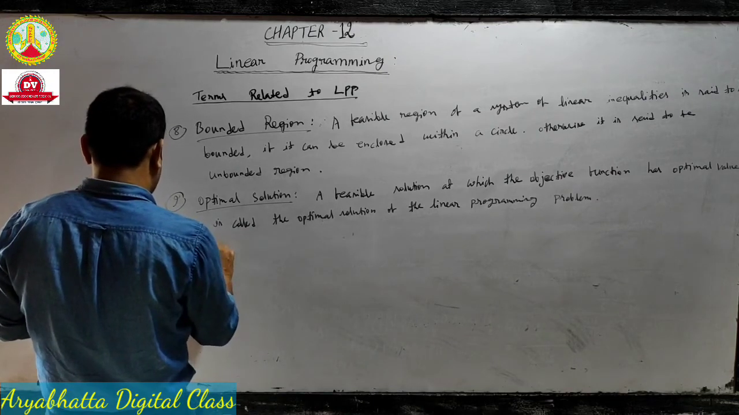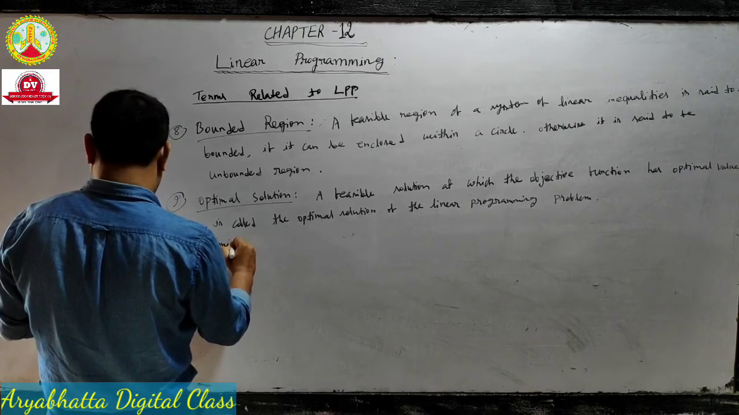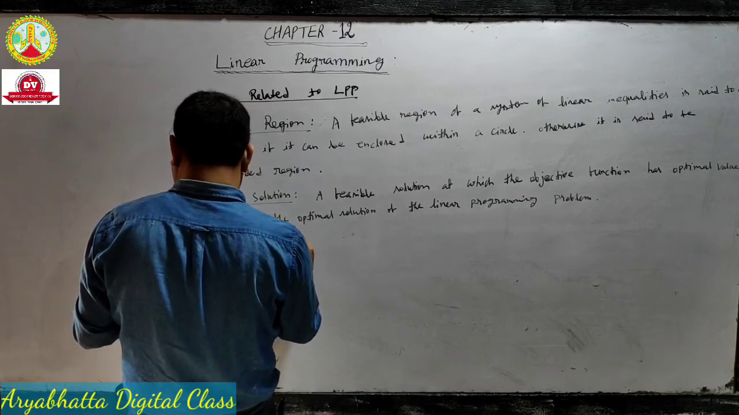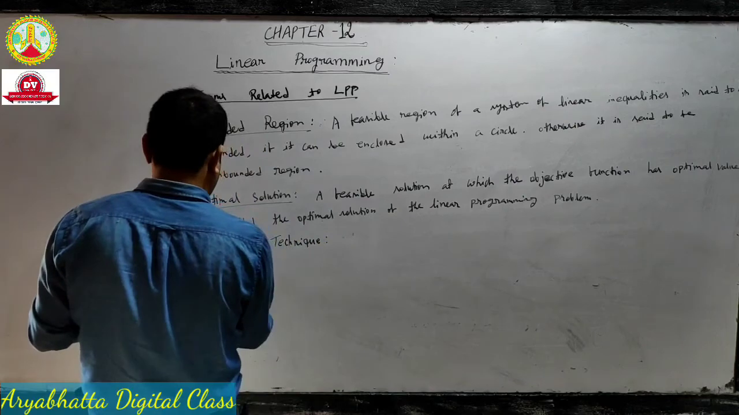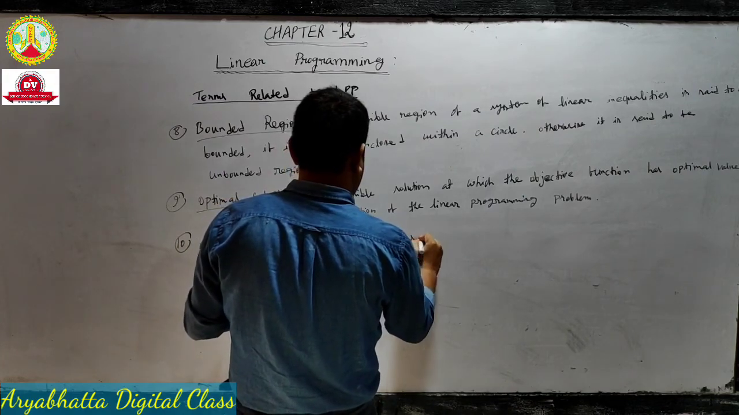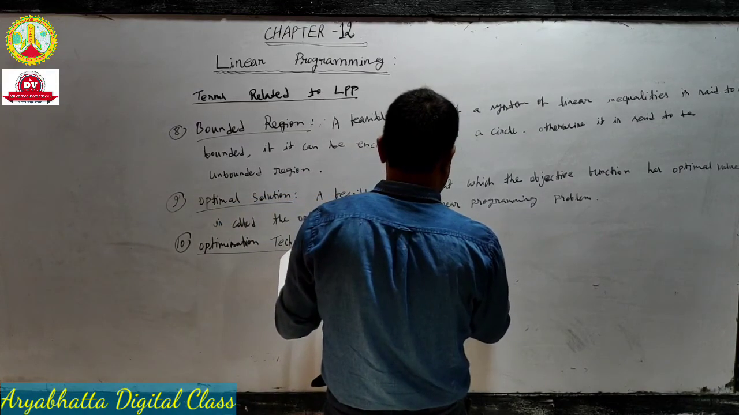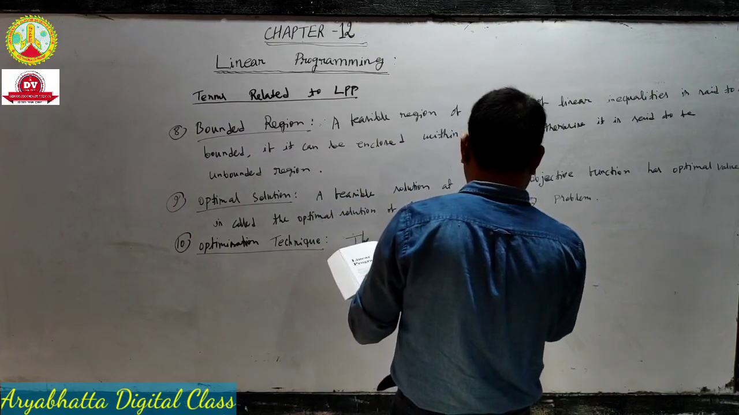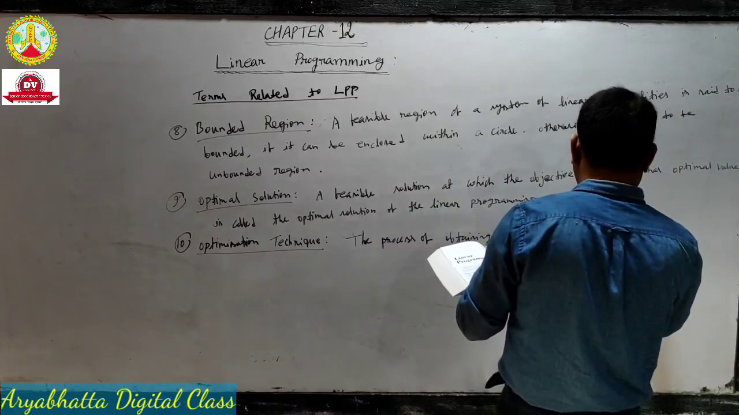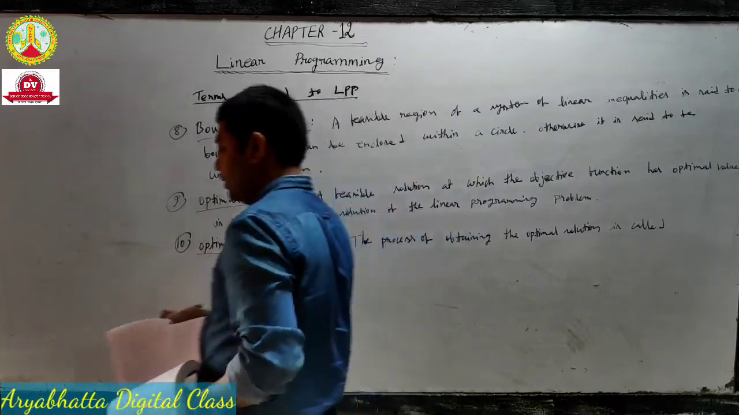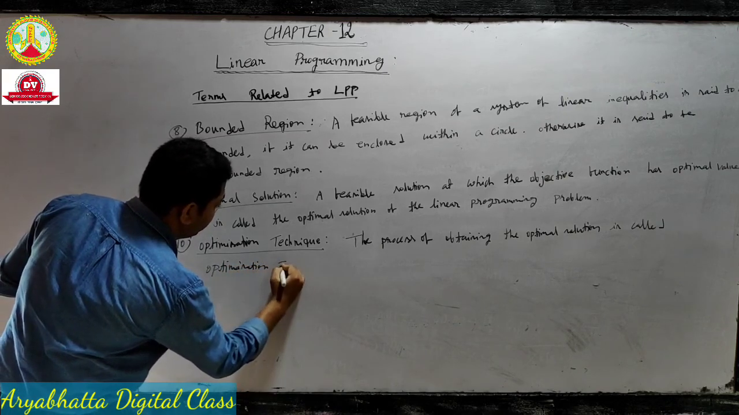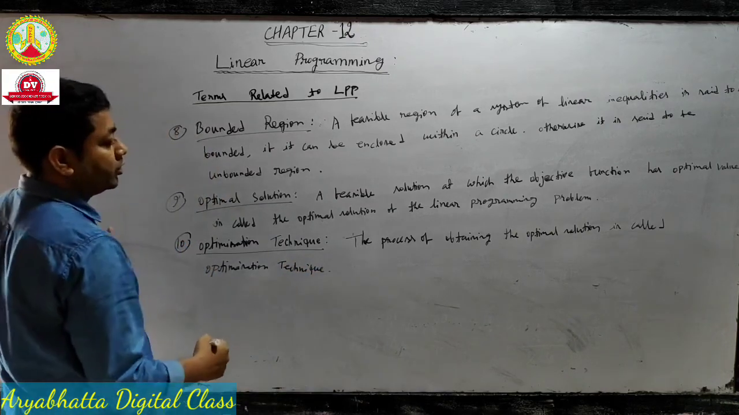Number 10, optimization technique. The process of obtaining the optimal solutions is called the optimization technique. Remember, the process of obtaining the optimal solutions is called the optimization technique.